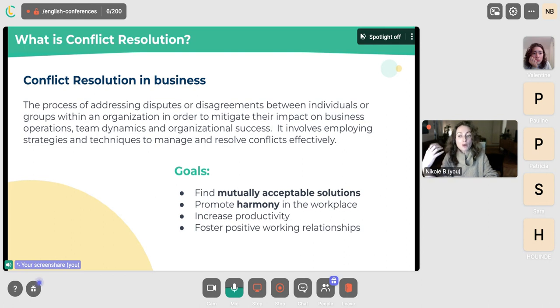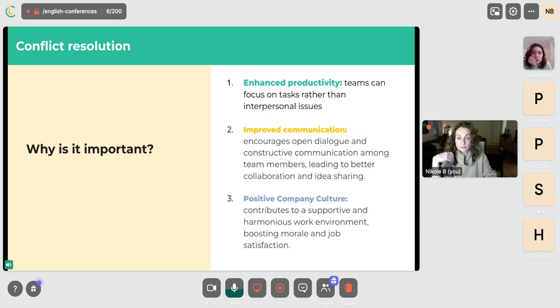You want to promote harmony in the workplace. And obviously it's a business, so we want to increase productivity and you want to foster positive workplaces, okay, and positive working relationships. So why is it important? Okay, it's important for three major reasons. One, as a business, you want to enhance productivity. You want to improve productivity.